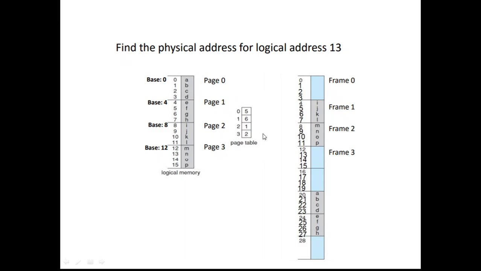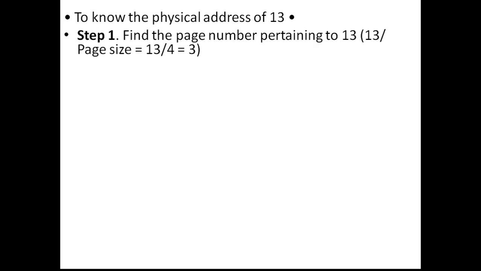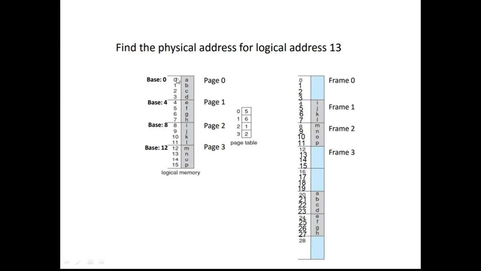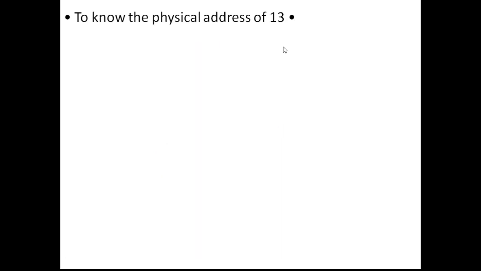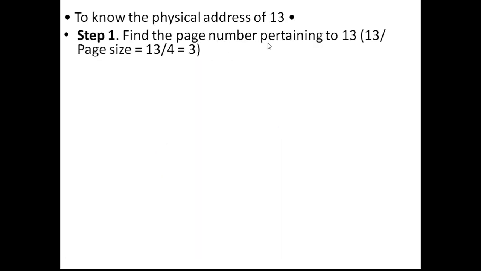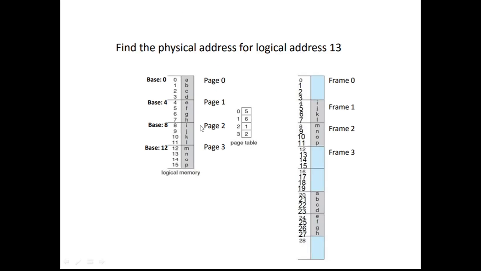I will explain the steps in the next slide. To know the physical address of 13, you have to follow these steps. Step 1, find the page number pertaining to 13. How? Simply divide the given value by the page size. We can see there are 4 addresses per page, so you just have to divide 13 by 4 to find the page number. So 3 is the page number, which is this particular page.